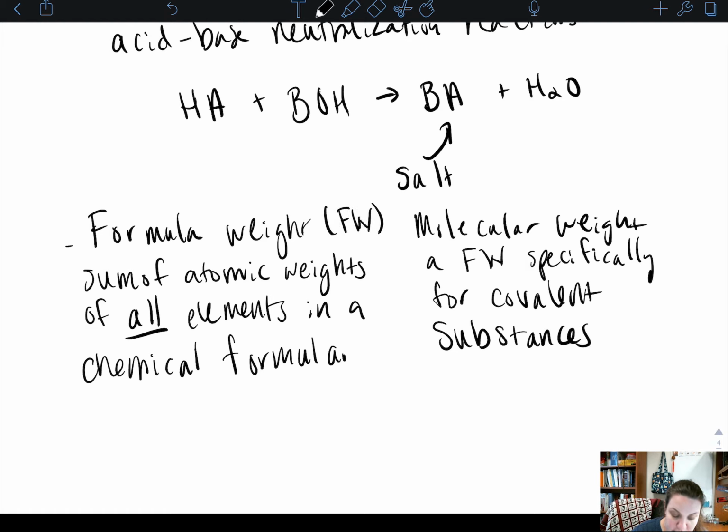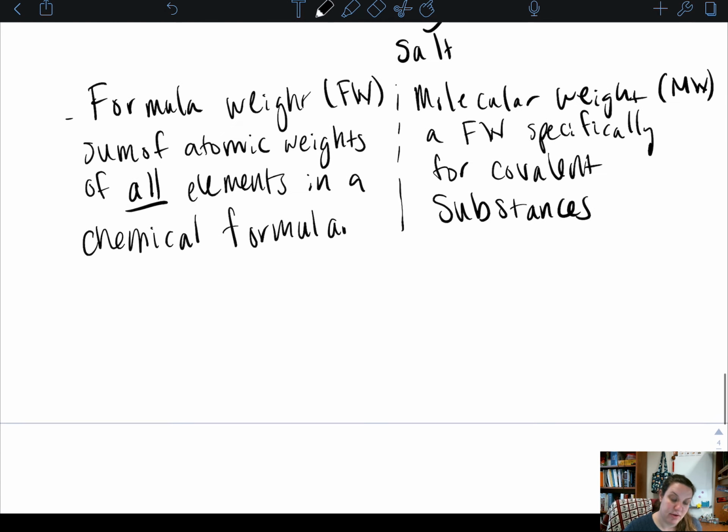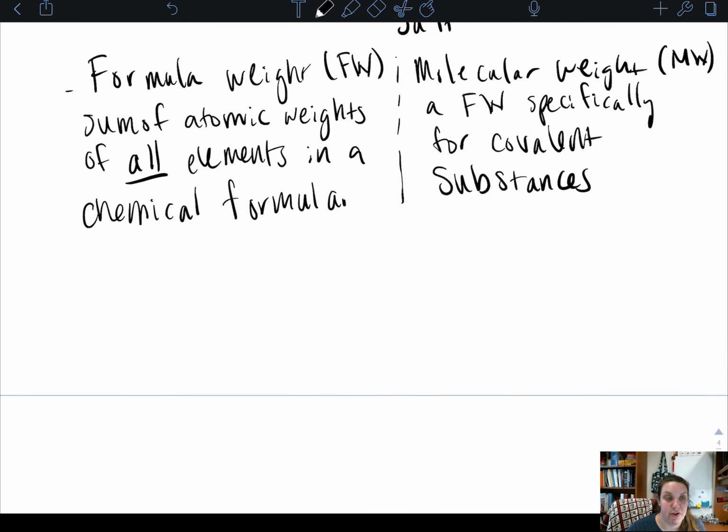And you'll see formula weight abbreviated as FW, molecular weight as MW. Those are very common. So we'll look at actually figuring out formula weights. We'll do a couple of examples. They're pretty easy.